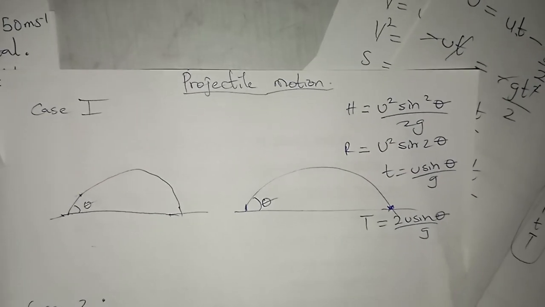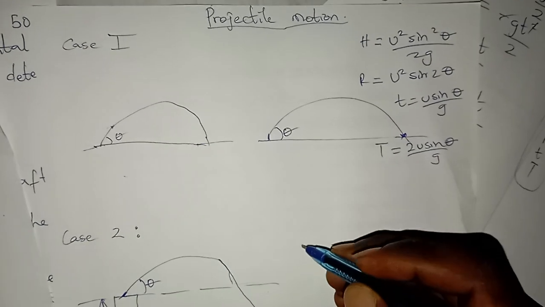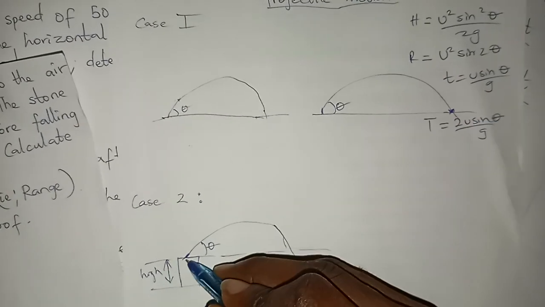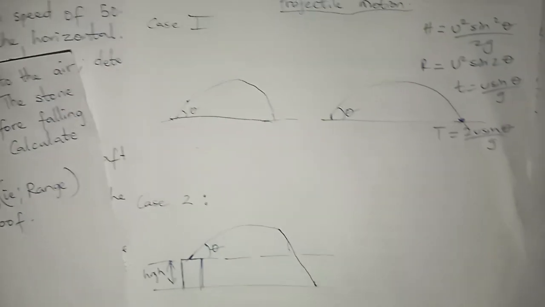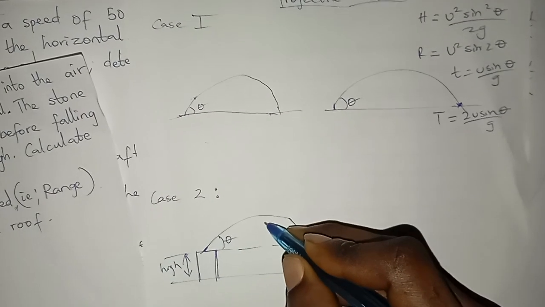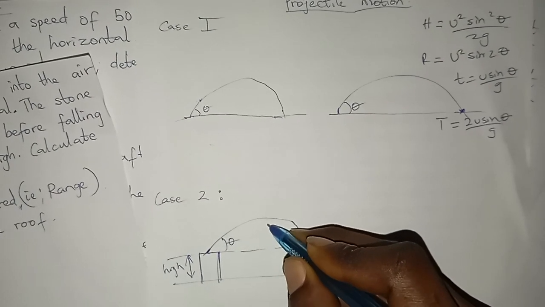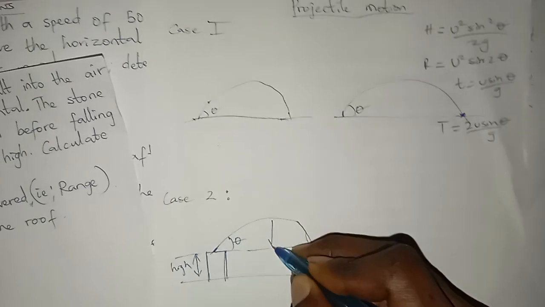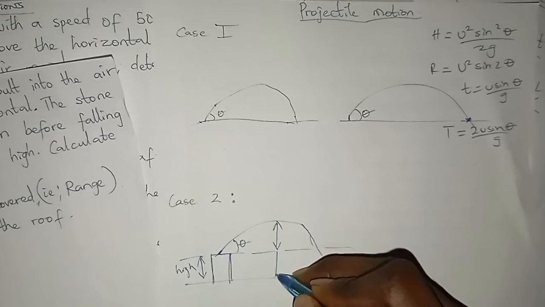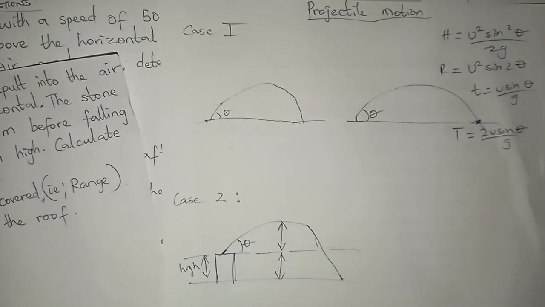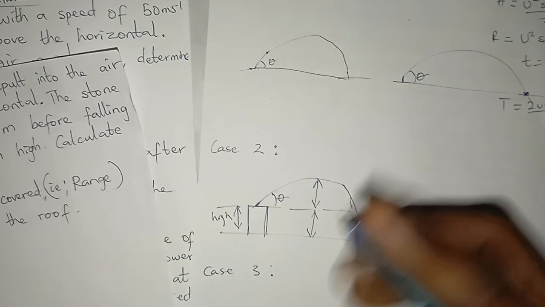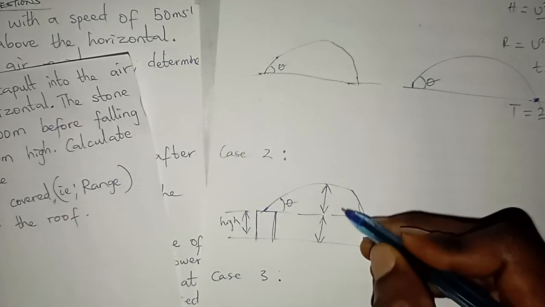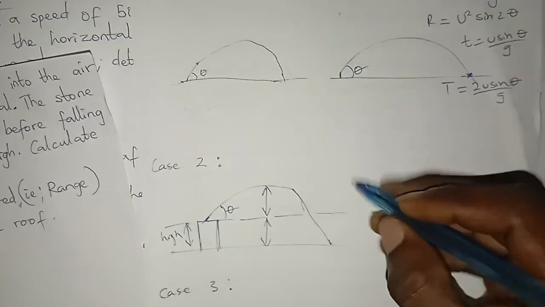In case 2, you don't do it like that. You change step. You change dancing foot. Notice that this one is when the body is projected from a height at an angle. What you need to consider here is two things. To find the maximum height, you must consider this height and this height, then the time to do everything here.